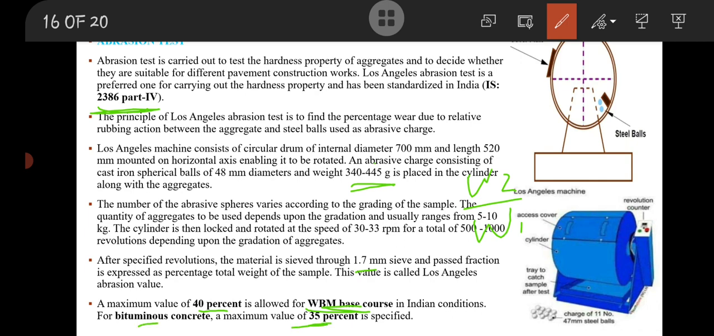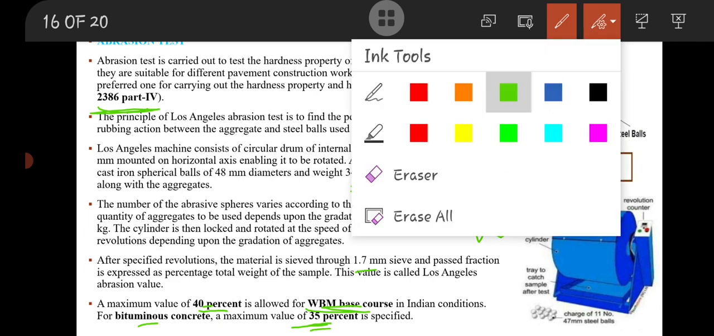In the abrasion test, as this is a mutual rubbing action, the top surface requires more strength or harder material, because the top surface is more exposed to the loading caused by abrasion or rubbing action of tire and aggregate. Therefore, the maximum value is 40% for WBM base course, and for bituminous concrete that is 35%.